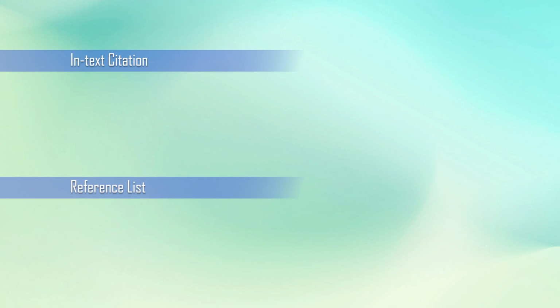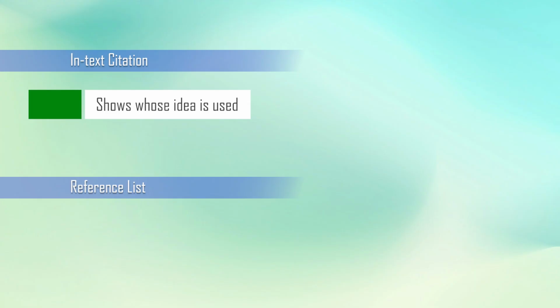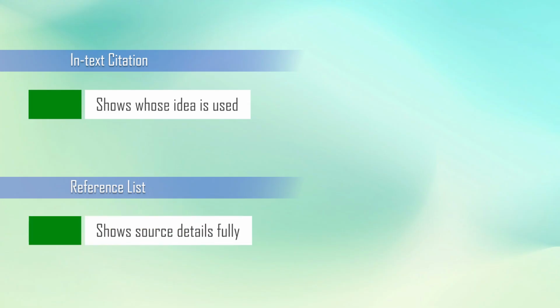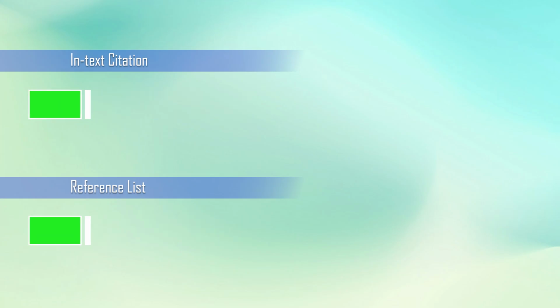So, the in-text citation shows whose idea is used, and without it, readers get confused or think it's your idea, which leads to plagiarism. Second, the reference list shows the full source details, and without it, you cannot verify or locate the source. So, in-text citation shows where you use the source, and the reference list shows what the source is.